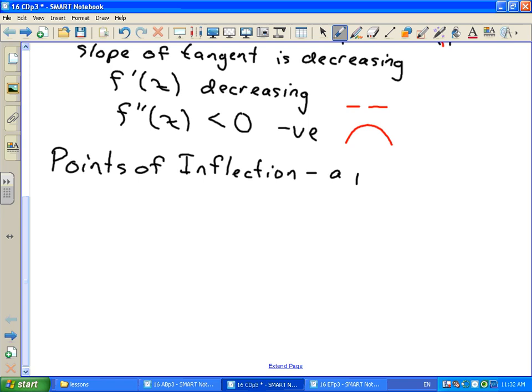It's a point on the curve, okay, and it has to be on the curve. Okay, so the function has to exist at that point, where the concavity changes.